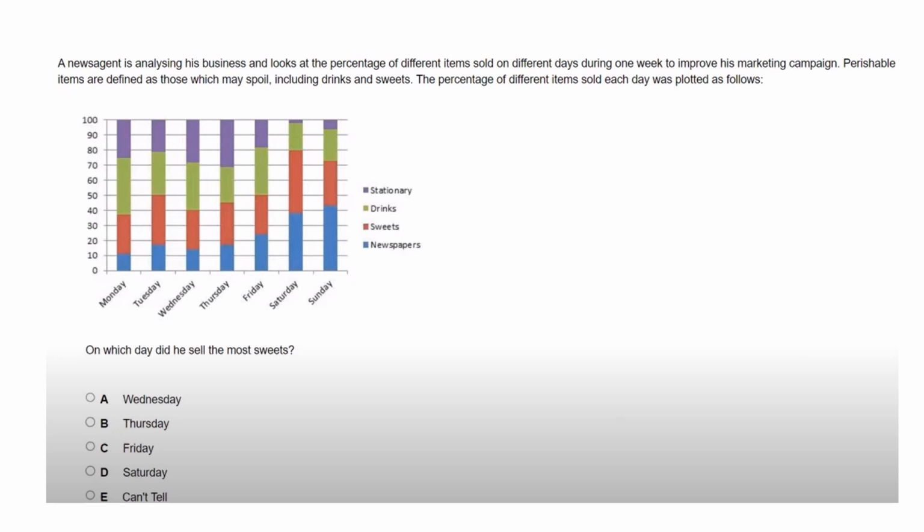Whenever you get "can't tell" as an option, it's by no means always the right answer, but it's always important to think, is there some trick here? And the trick there is realizing that if you're only given the percentage, it doesn't tell you the actual numbers. And there's no reason to expect that they would be the same every day. So therefore you can't tell.